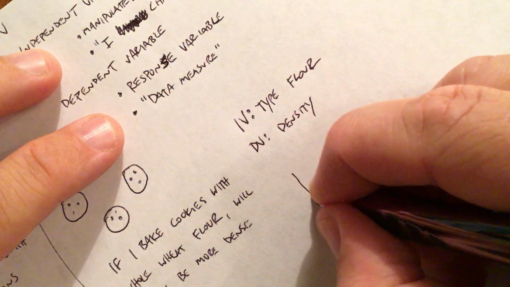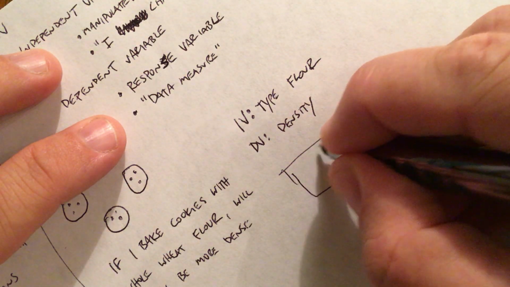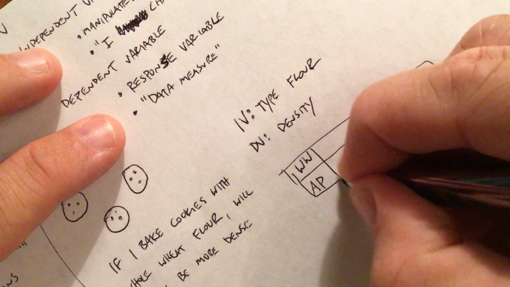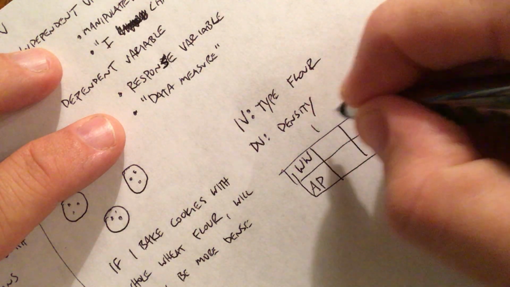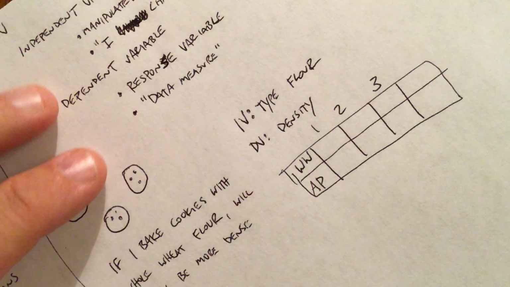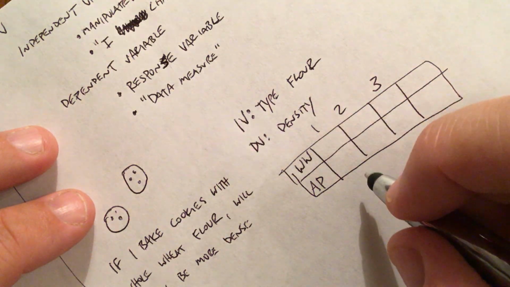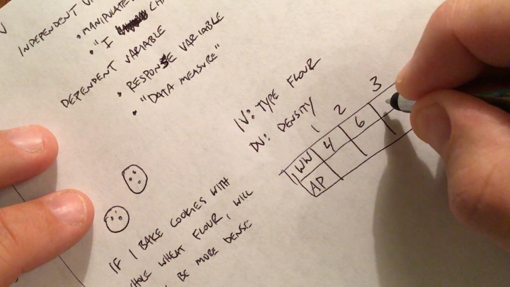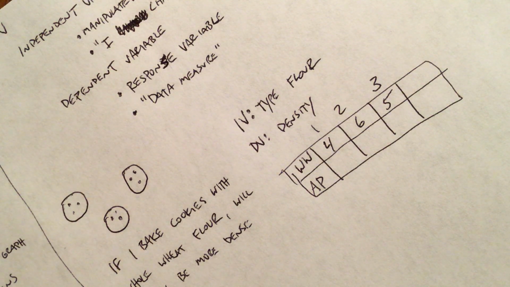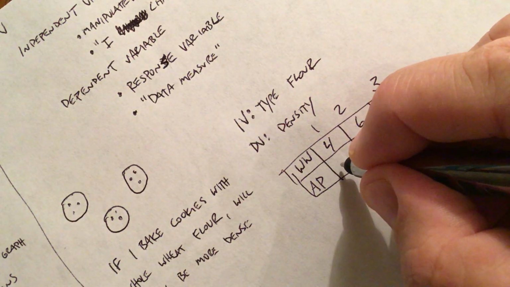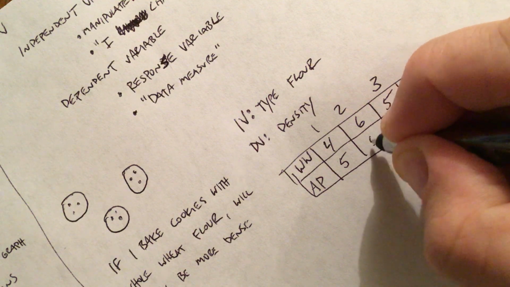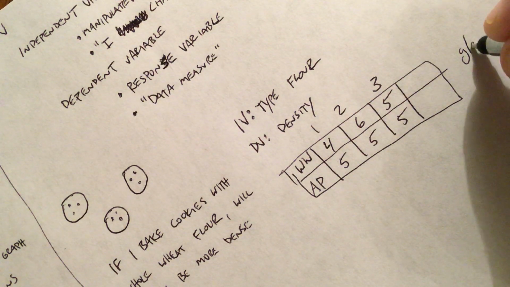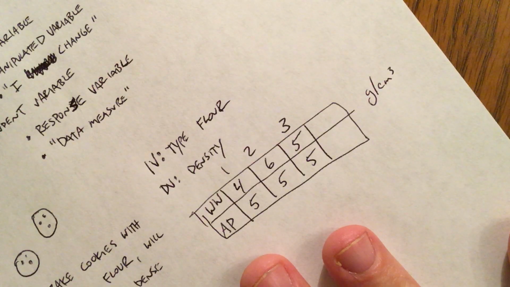You might have a chart that looks like this. You got whole wheat flour and all-purpose flour. You got at least 3 trials, because that's going to make your results more accurate or more valid, more trustworthy. I'm just going to make up some numbers here. Let's say it's 4, 6, 5 for whole wheat. And then you've got 5, 5, and 5 for all-purpose flour. And these are all densities. So that would be like grams per centimeter cubed as your units.